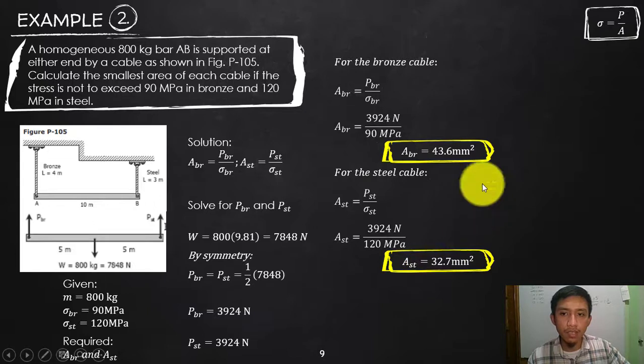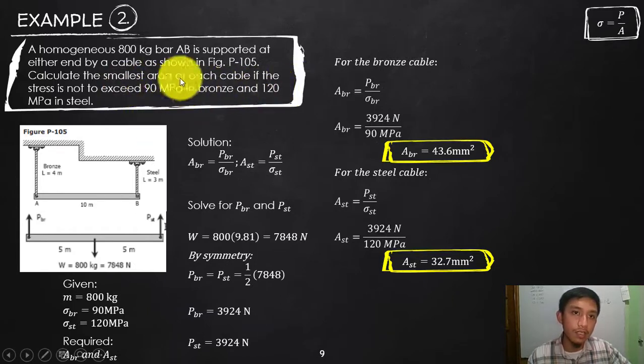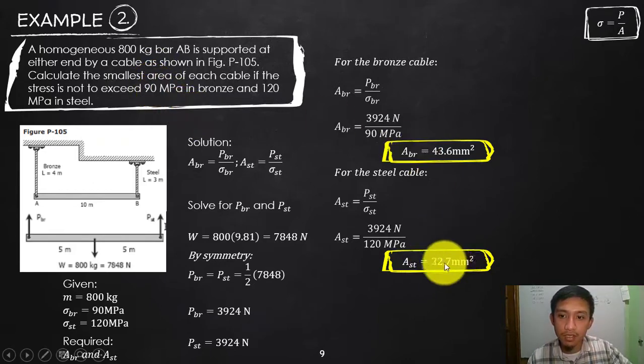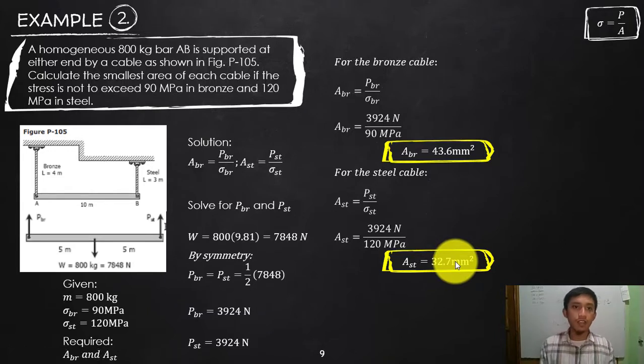If you compare, why are they different, yet they are carrying the same amount of P? Because they have different strength. The steel is stronger than the bronze, 120 compared to 90. So you will expect that even if the steel is smaller, it can carry the same amount of load, even if it is smaller based on the area. That is the meaning of the area and strength. Okay, so that is number 2.